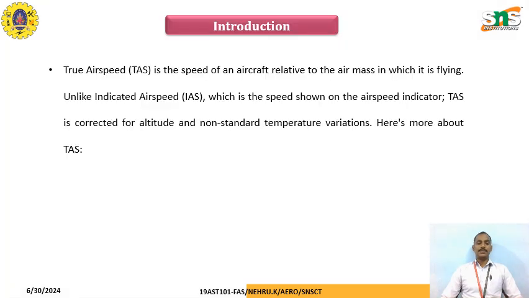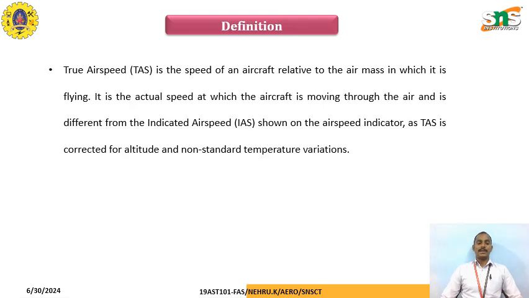In the last few classes we have seen the different instrumentation and measurements of airspeed. Now we are going to see the true airspeed, which is the speed of an aircraft relative to the air mass in which it is flying, not the ground. Unlike the indicated airspeed, which is the speed shown on the airspeed indicator, true airspeed is corrected for altitude and non-standard temperature variation. Here is more about the true airspeed.